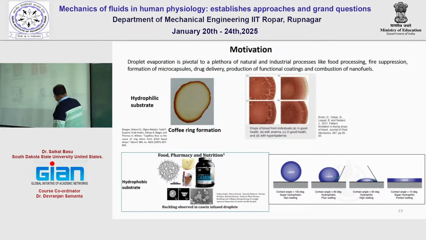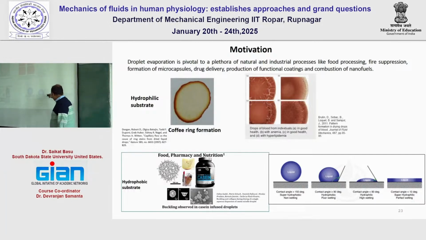Then the evaporation will also depend upon what kind of surface it is, whether it is hydrophilic or superhydrophobic. The hydrophilic one will have more contact area, the superhydrophobic will have minimal contact area. So the evaporation rate is also dependent on that.